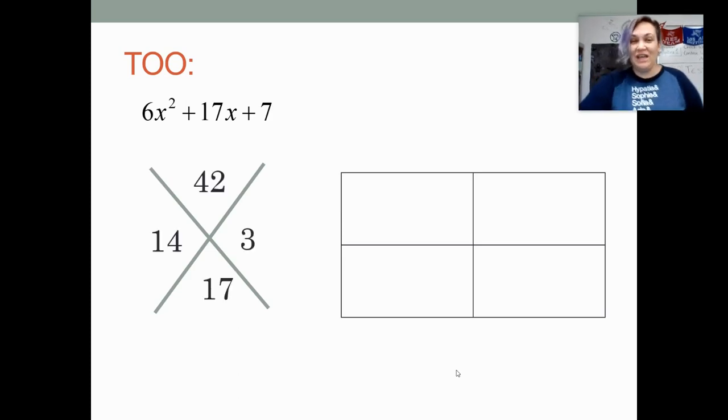If you're struggling, here is what the x looks like. So 2 numbers that multiply to make 42 and add to make 17 are 14 and 3. Not the first things that are going to come to mind with 42. So remember, you can always make that list of numbers that multiplies to 42. Keep going with your box.